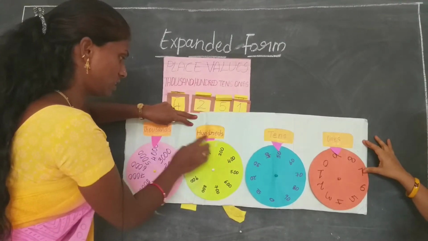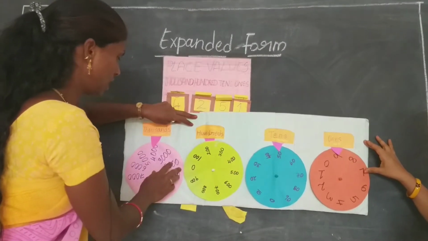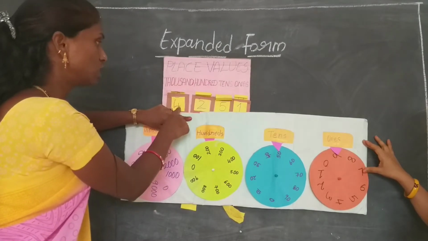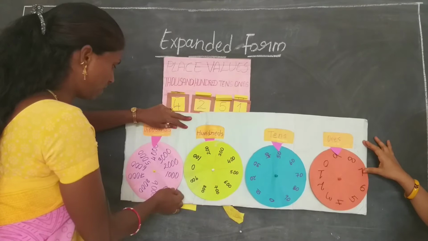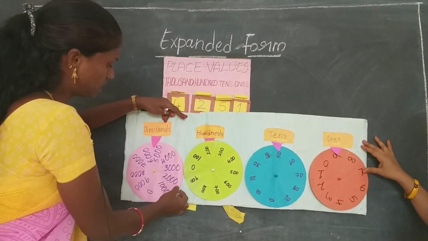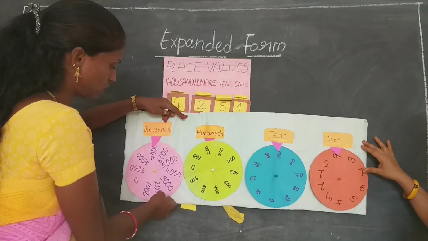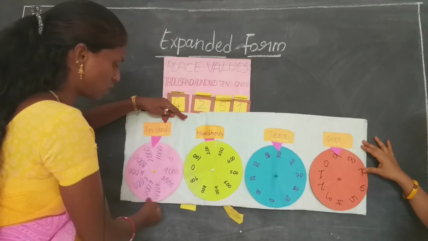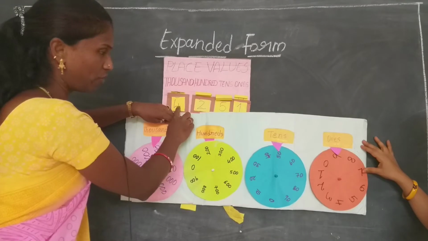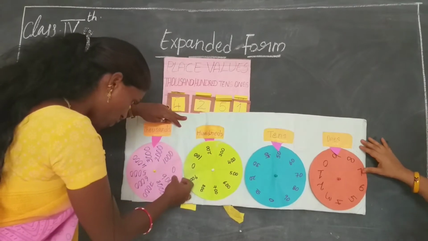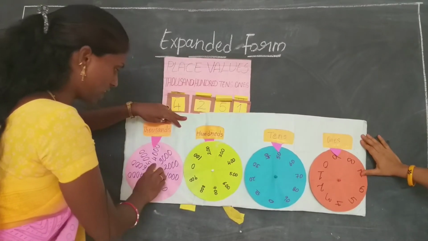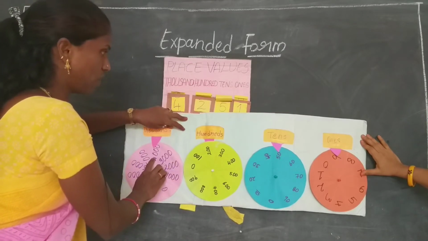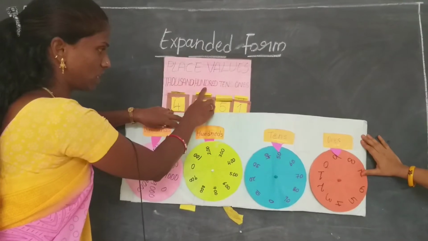This is thousands, hundreds, tens, ones. First, the 4 is in which place? Thousands place. So how to expand 4? See here, these are all thousands: 1000, 2000, 3000, 4000, 5000, 9000. We need 4, and 4 is in thousands place. So here is the 4. So how to expand 4? 4 means 4000.